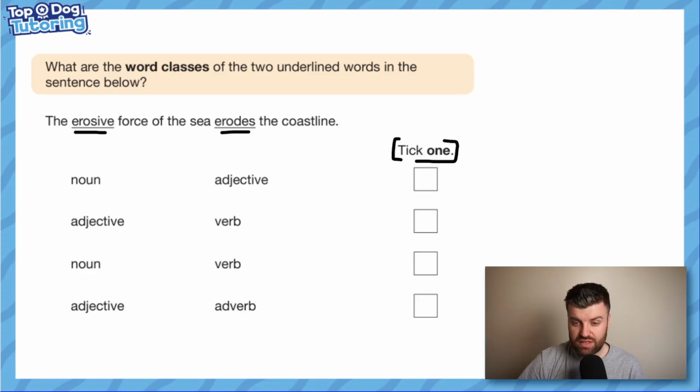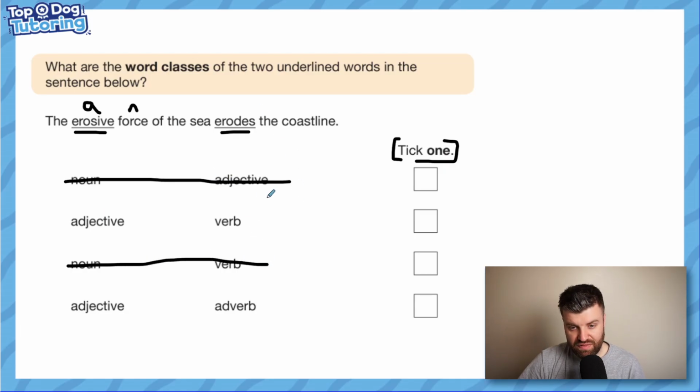So again, in this sentence, guys, force is a noun and erosive is describing the noun. We've spoken about how that's an adjective. Just going to cross out noun on both. So it's either now an adjective and a verb or an adjective and an adverb. Let's keep going. The sea erodes the coastline. This is an action. If you erode the coastline, it's the water constantly hitting the coastline and chipping it back over many, many years. This is a verb. This is an action. So it's an adjective and a verb.